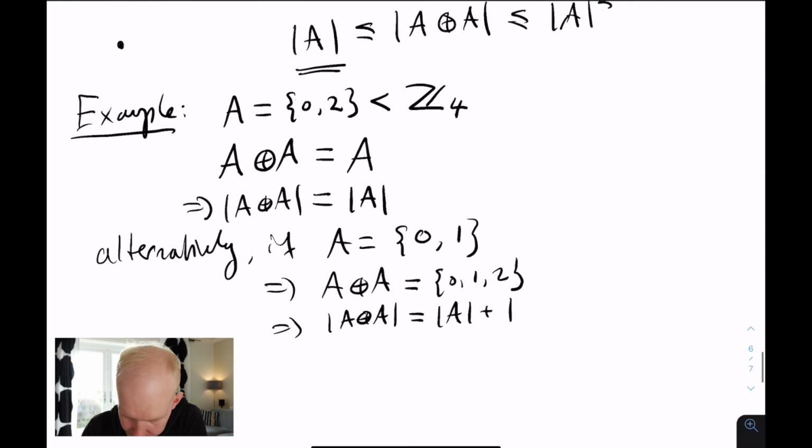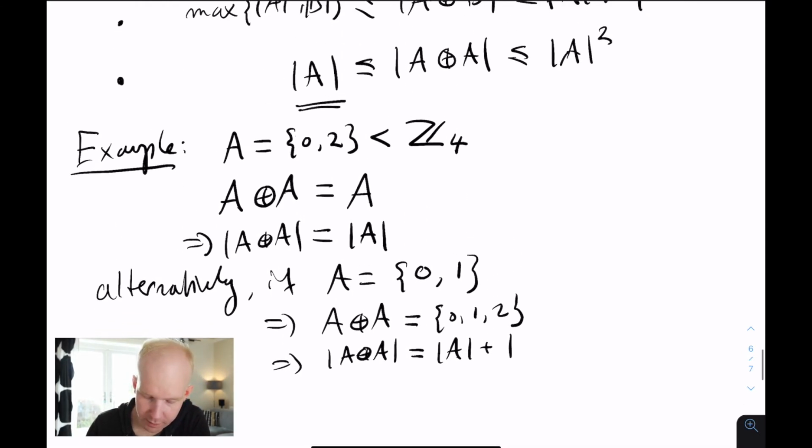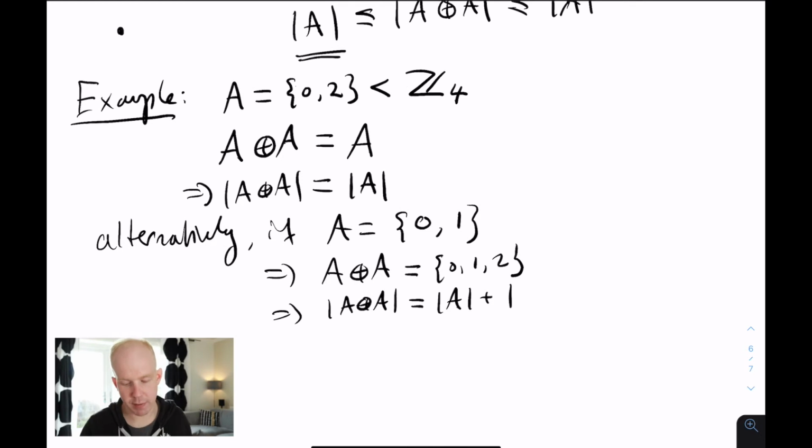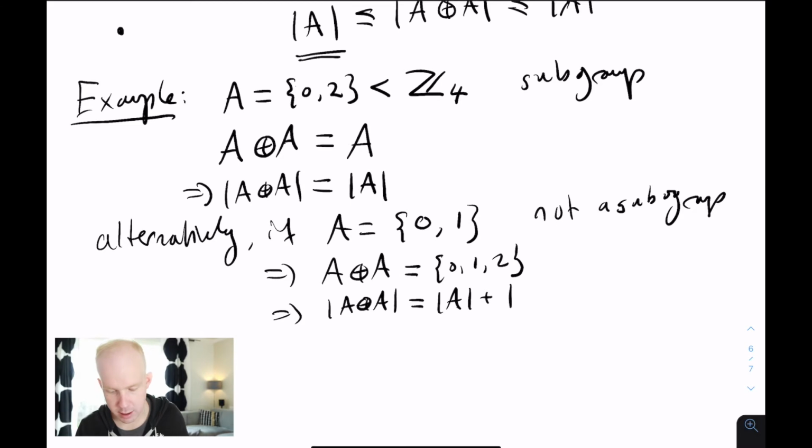So that's kind of the philosophy here, that in some sense, if you have a subgroup, so this one is not a subgroup, but this is a subgroup, then you expect this kind of phenomenon to happen.